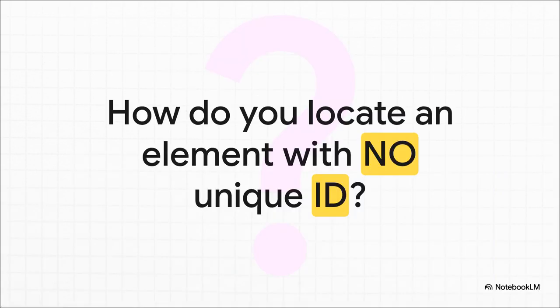Right, this is the classic problem. You need your script to click a button or pick from a dropdown, but the element itself is completely anonymous. It's got no unique ID, no name, no class, nothing for you to easily grab onto. So, what do you do? What happens when all the easy locators just aren't there?